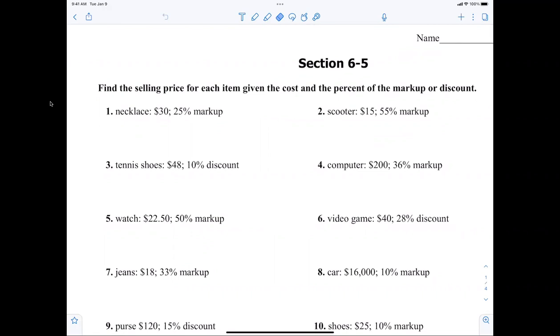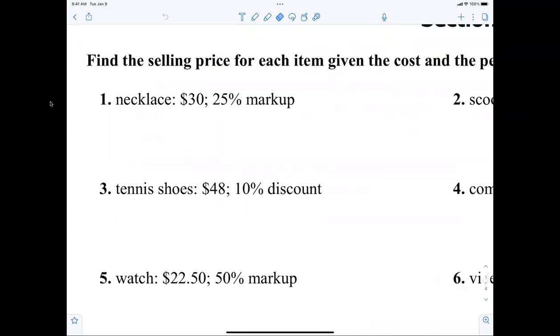If I go to the store and buy a necklace for $30 and I'm going to resell it, I'm going to make some profit. Does everybody agree with that? That's how businesses run off of a profit. I'm going to mark the necklace up 25%, and then I'm going to sell it. So in this case, the question is, how do I figure out how much to mark it up?